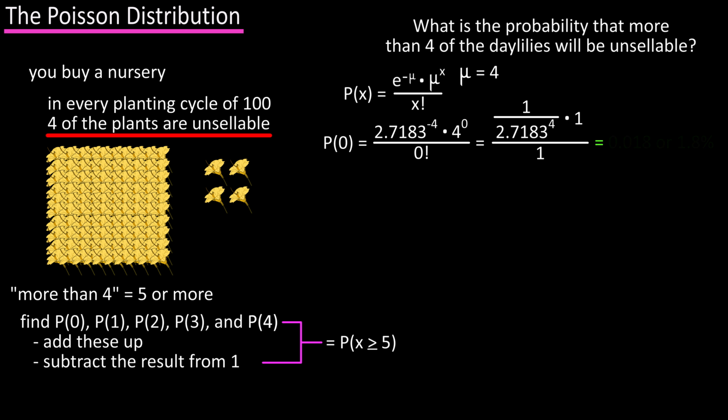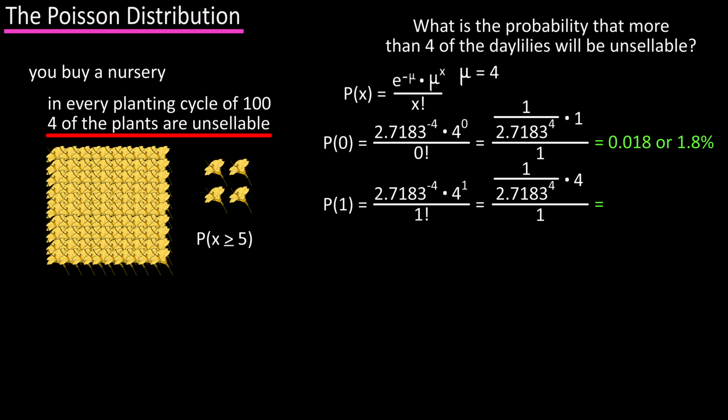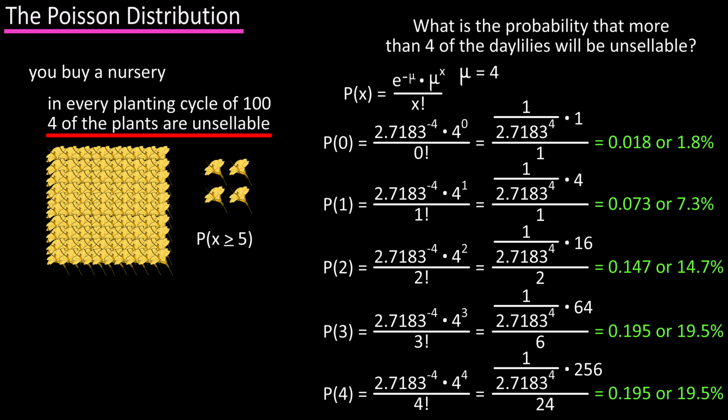So for probability of 0, we get 0.018, or 1.8%. For probability of 1, we have e, or 2.7183, to the negative 4 times 4 to the 1 divided by 1 factorial, which equals 0.073, or 7.3%. And I have the calculations for the probability of 2, 3, and 4 written out on the screen.